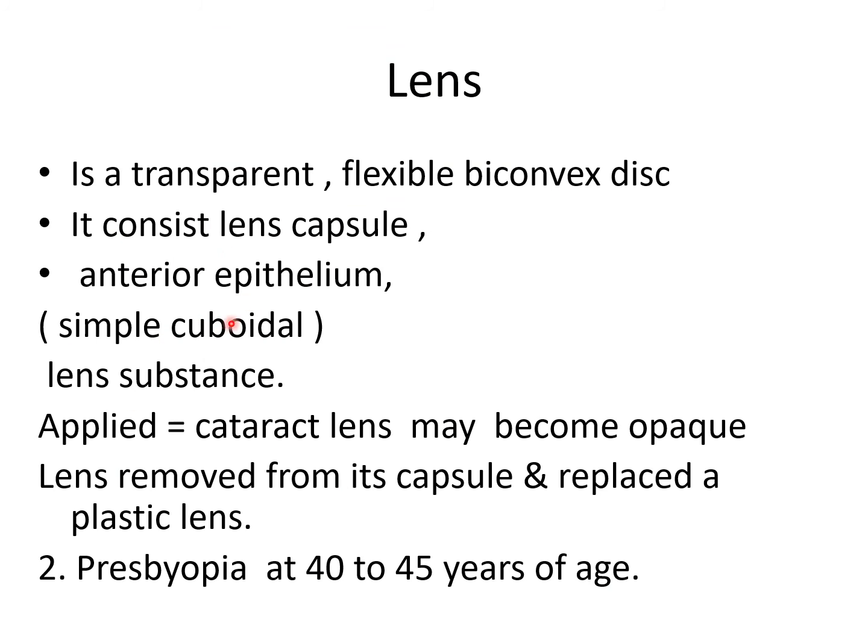So the lens, first the lens capsule. The lens capsule is transparent, homogeneous, and a highly elastic collagen basement membrane. It is made up mainly of type 4 collagen fibers and glycoprotein. The capsule is thicker in front than behind. It is secreted by the lens epithelium.